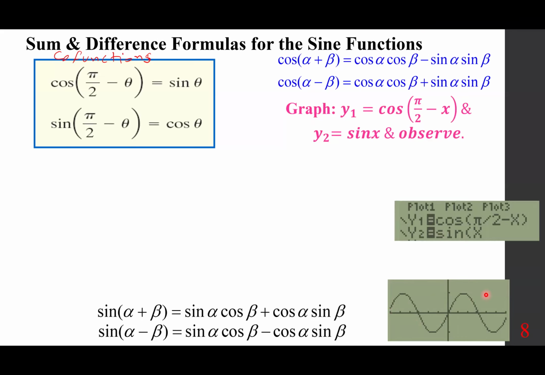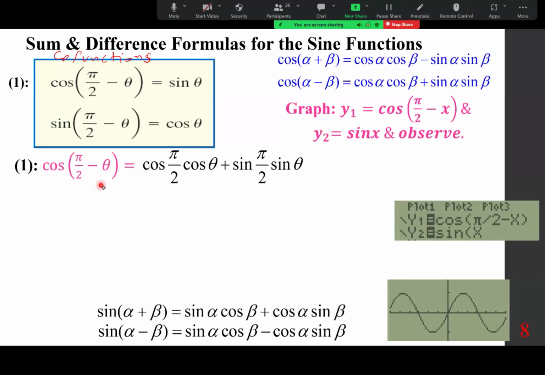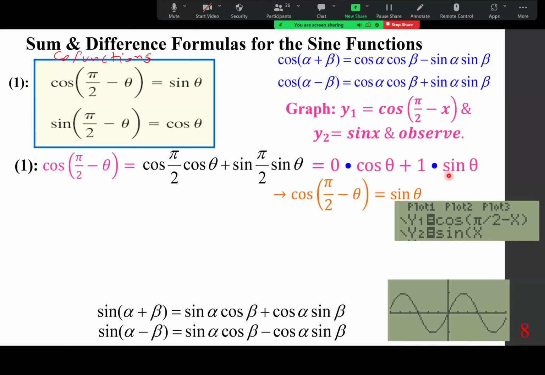However, let's look at this one, cosine of alpha minus beta. Let's follow this. We're going to call it number 1. Cosine of pi over 2 minus theta, according to this, is cosine of pi over 2 cosine theta plus sine pi over 2 sine theta. And everybody knows that cosine of pi over 2 is 0, sine of pi over 2 is 1. So this goes to 0, because of the product, and this is sine theta. So we just proved, number 1, that cosine of pi over 2 minus theta equals sine theta.